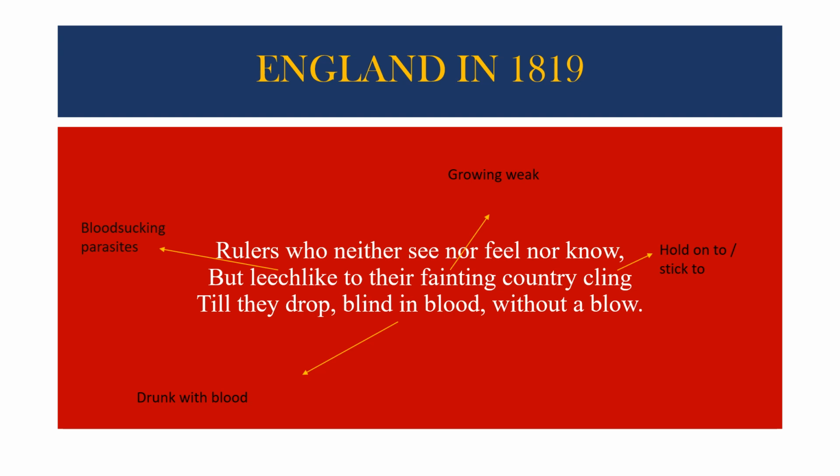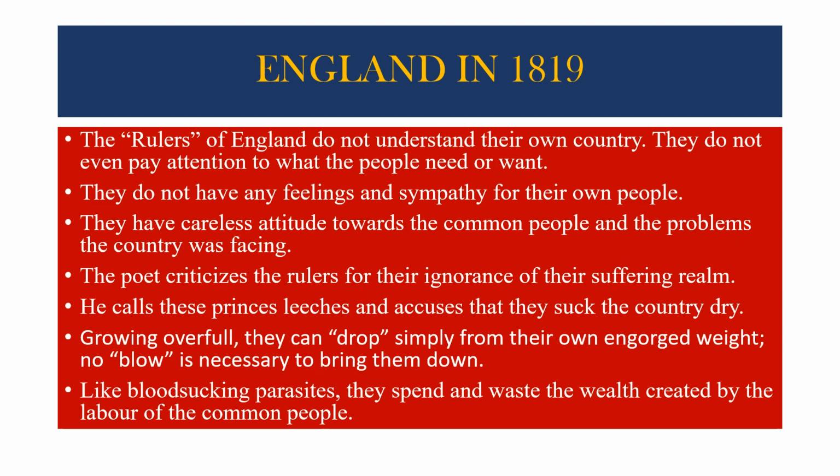Rather, they were just taking care of themselves, not even taking care of themselves. They were just indulging in all kinds of luxuries while their country was going through a deep economic crisis. So what these three lines tell us: the rulers of England do not understand their own country. They do not even pay attention to what the people need or want. They do not have any feelings and sympathy for their own people. They have a careless attitude towards the common people and the problems the country was facing.